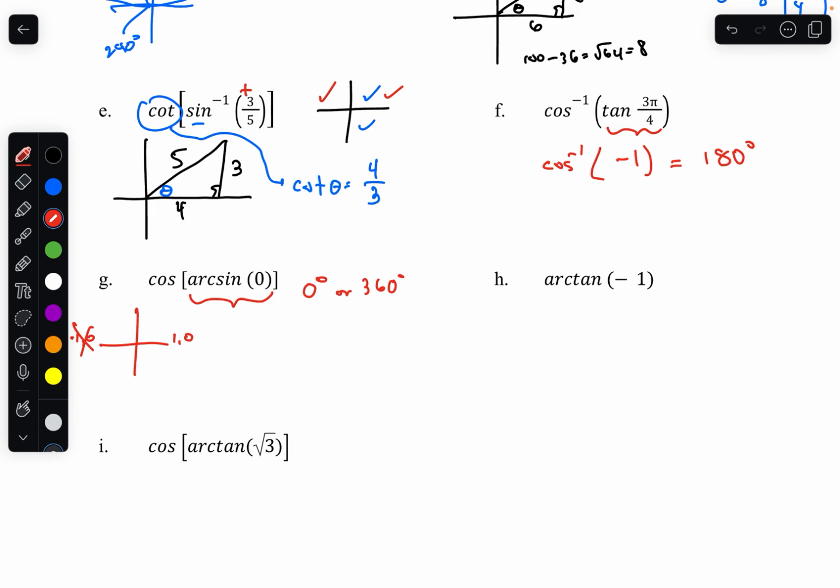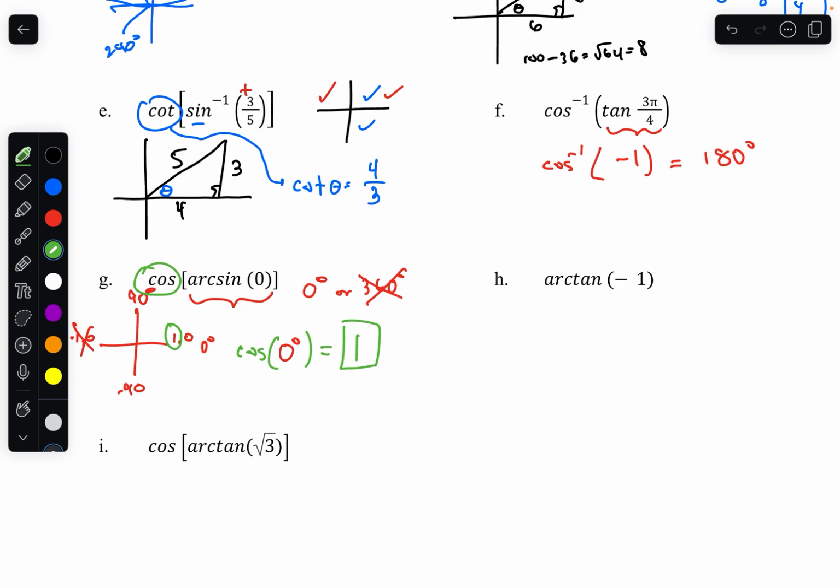Arc sine only works from -90 to 0 to 90. So technically that is not, even though it's the right location, we want to say it is 0 degrees. But then don't forget you have this cosine. So what is the cosine of 0 degrees? Well, you just go to your ordered pair and it's a 1.